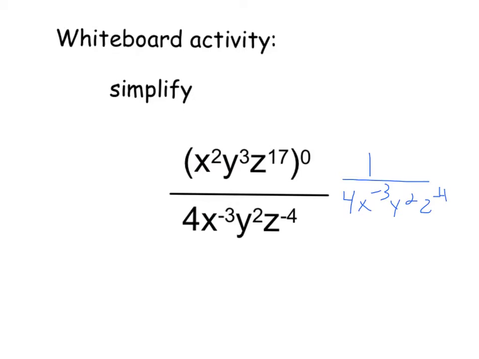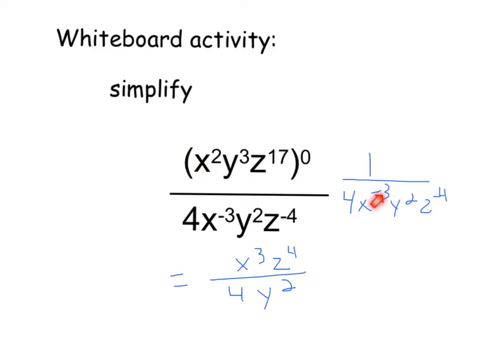And remember, we're looking for our negative exponents. They're unhappy. They're not liking where they're located, so they need to move. So we have to bring that up and the z up. So simplified, we have x to the third z to the fourth over 4y squared. So something that seemed really complicated, this 0 helped us out because that became 1.